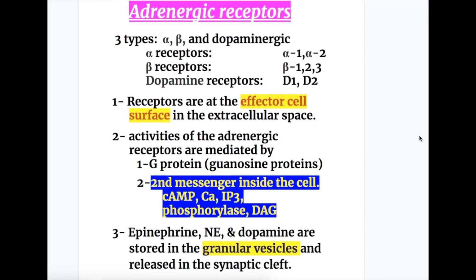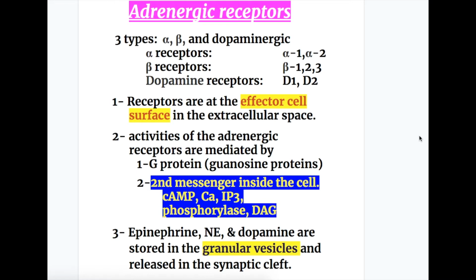We will begin the discussion with adrenergic receptors. There are 3 types: alpha, beta, and dopaminergic. Alpha receptors are alpha-1 and alpha-2. Beta receptors are beta-1, 2, and 3. And dopamine receptors are D1 and D2. Receptors are at the effector cell surface in the extracellular space.